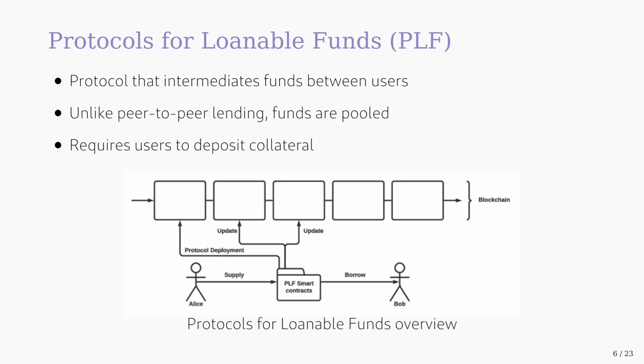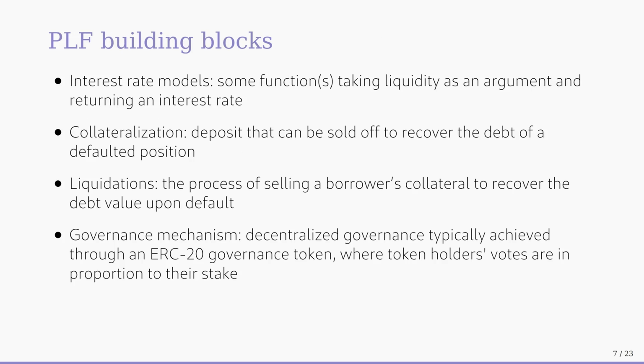Now, the main analysis that we do in this paper is about protocols for loanable funds, which we call PLFs. These are also sometimes called lending protocols. They are basically protocols that intermediate funds between users. It allows users to borrow money, but unlike peer-to-peer lending, in PLFs the funds are pooled, which means that some users will supply money into a pool and other users will be allowed to borrow from this pool. Another particularity is that to be able to borrow, because of the trustless nature of blockchain, users have to deposit some collateral upfront to make sure that these users will not run away with the money they borrowed. So these PLFs are themselves built on a couple of building blocks.